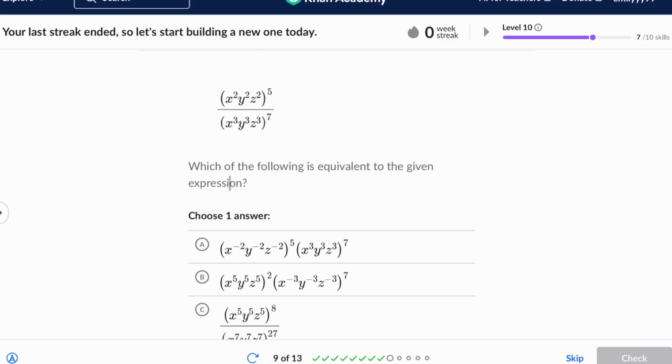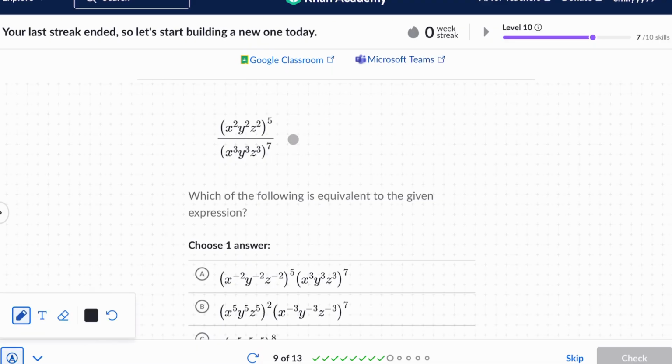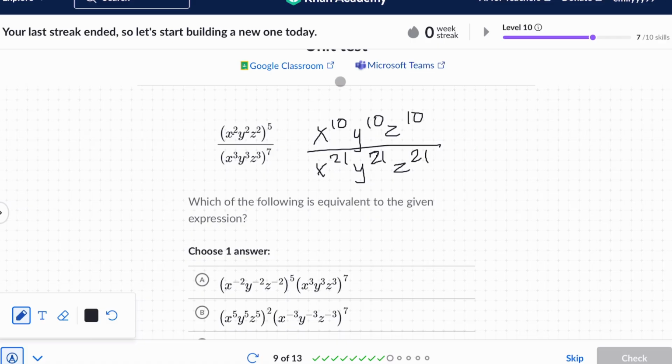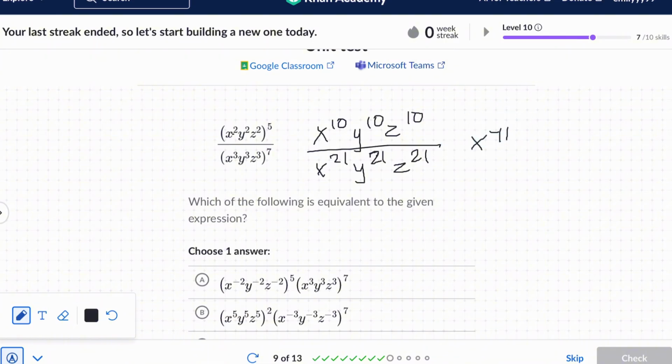Which of the following is equivalent to the given expression? So we have this expression here. Honestly, I don't think we need to do the work here. But we know that when you have an exponent to an exponent, you just multiply the exponents. So if we multiply each exponent, all of these are going to give us 10. If we rewrite this, the bottom is just 3 times 7, so that's 21. When we simplify this, we're just doing 10 minus 21, and so all of them are going to be negative 11.